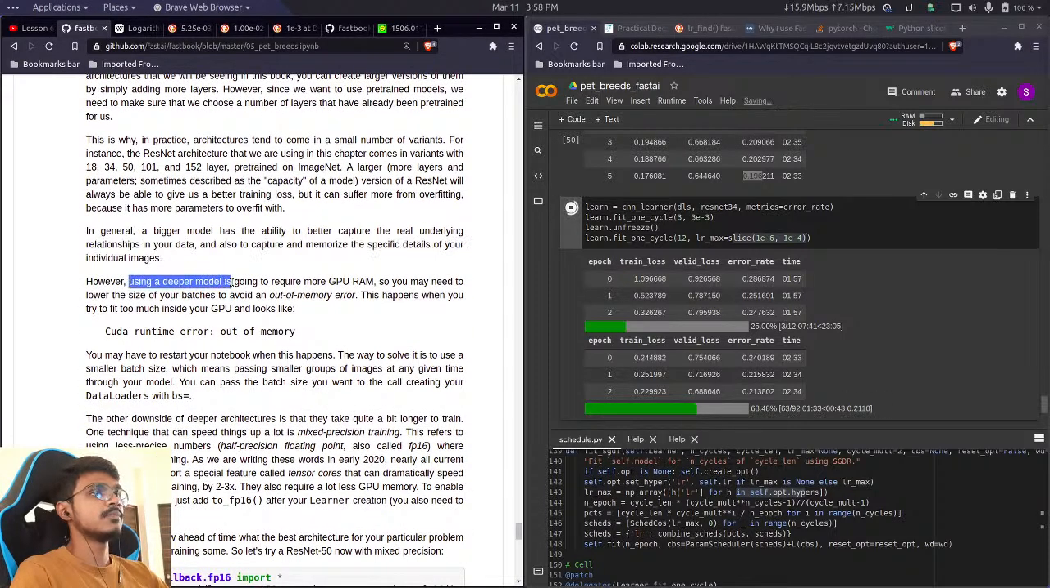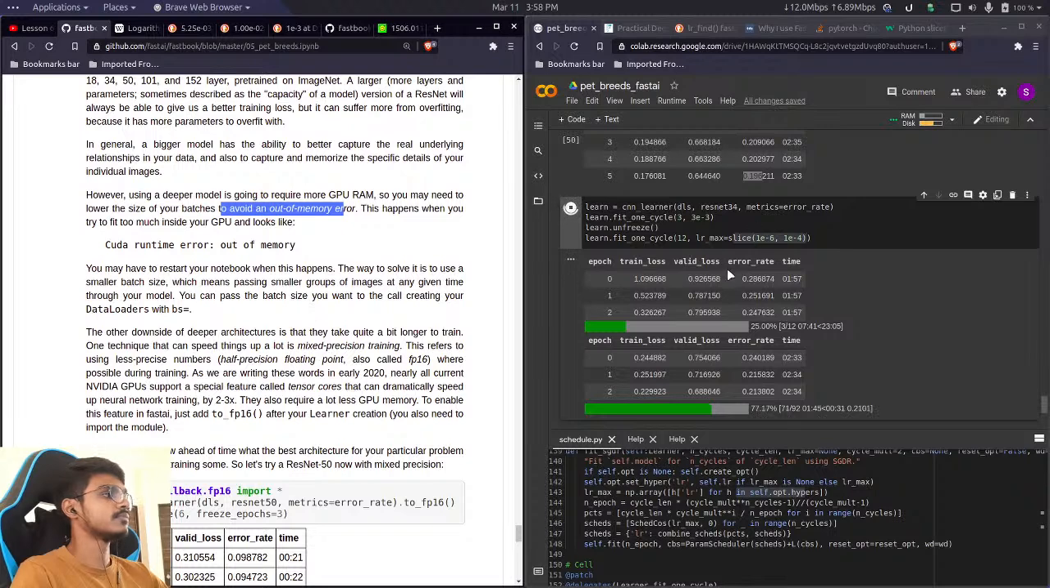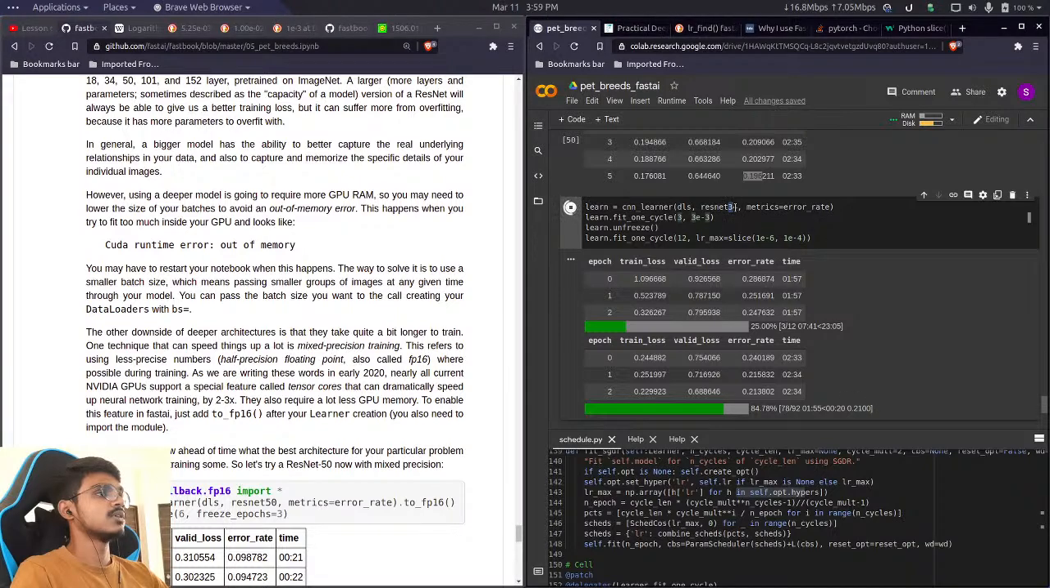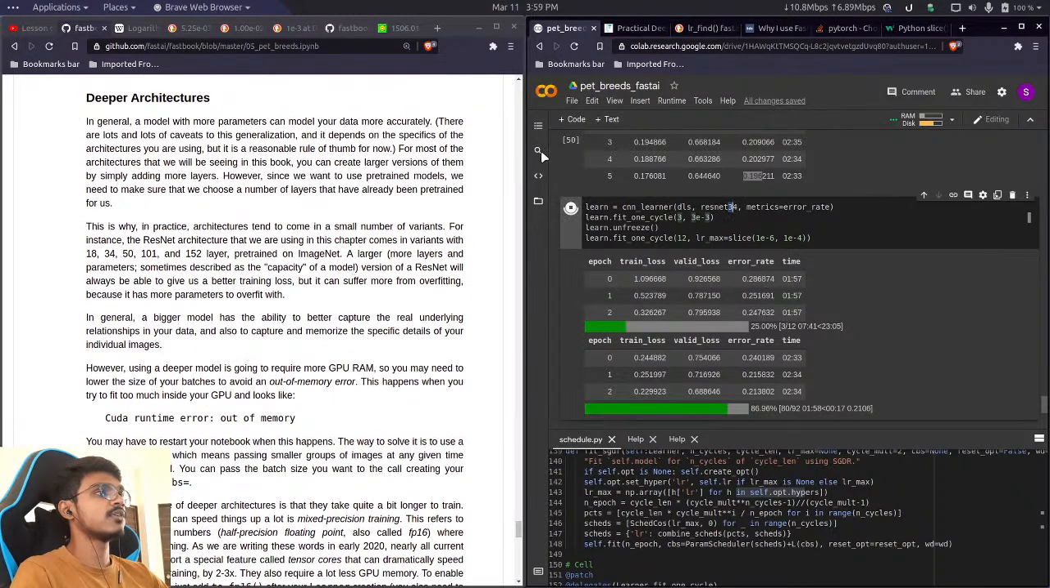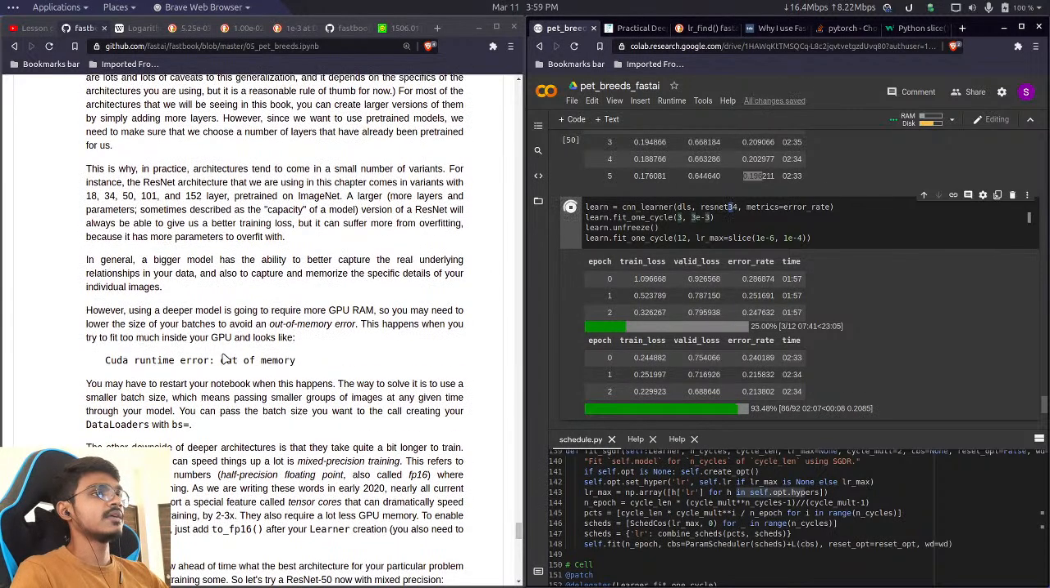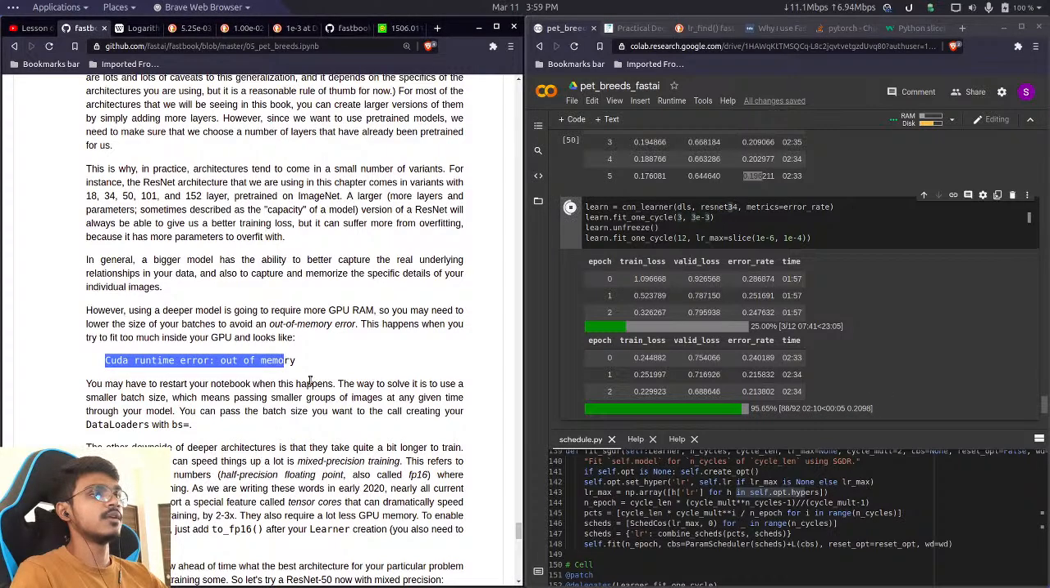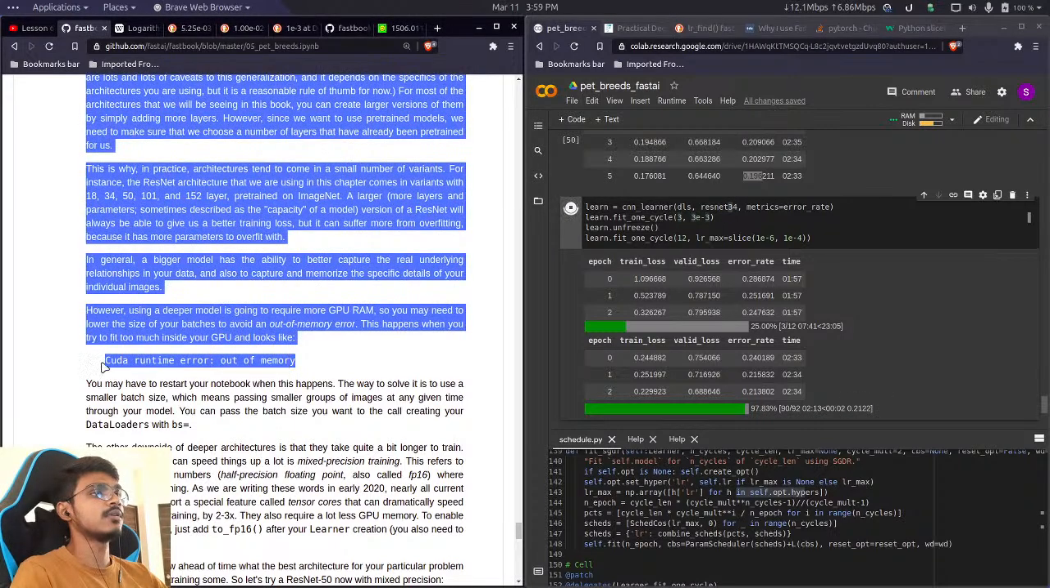However, using a deeper model is going to require more GPU memory, of course. So you may need to lower the size of your batch to avoid an out of memory error. This happens when you try to fit too much inside of your GPU. Previously I tried to use a ResNet 50 in this model, and it did give me this error: CUDA runtime error, out of memory.